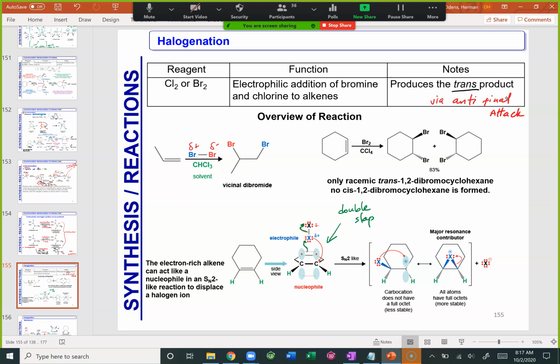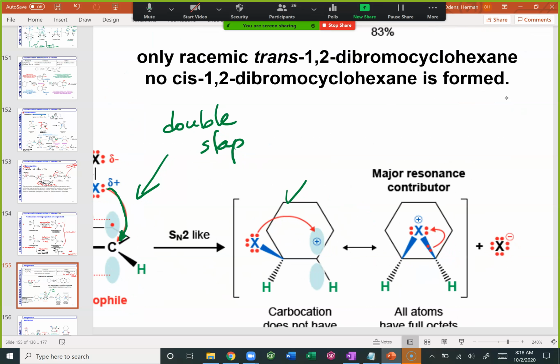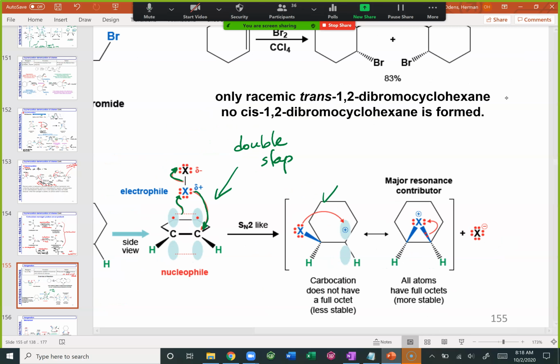And when it does that, the bromine or the halogen has 6 electrons, and it swings one down. And keep track of your electrons. So this is the double slap. Here's where it's coming back. It ends up with one charge and 2 electrons right here after the double slap. So you count your electrons. You start with 8 electrons around the halogen that is being attacked.